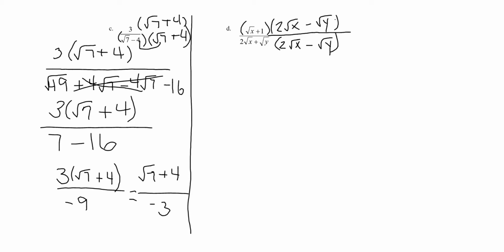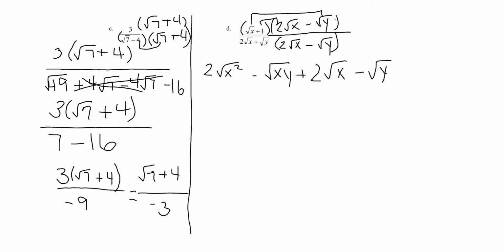So when I multiply the top, I'm going to get 2 times the square root of x squared when I do my first terms, minus the square root of xy when I do my outer terms. My inner terms will give me 2 square root x, and my last terms will give me the square root of y. Other than simplifying the 2 square root x, there's nothing I can do right now. The square root of x squared is x, so this term becomes 2x.